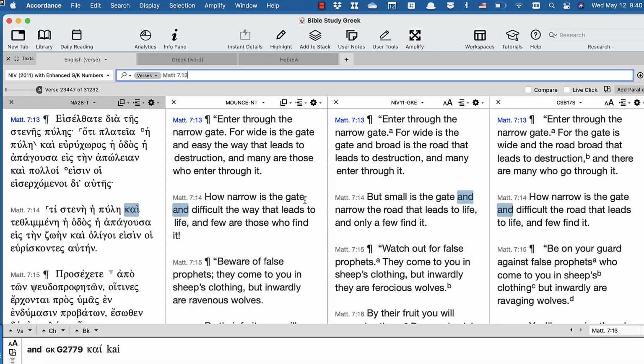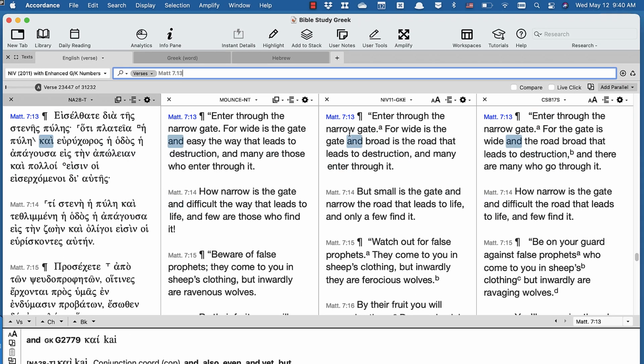That's why I was a little surprised in the NIV to see them shift from narrow to small, as if what Jesus is saying in verse 14 is a little different. It's a different gate, or there's something different about that gate. Well, this is just a stylistic shift, and the NIV does this a lot. NIV is beautiful English style, and English style doesn't want repetition, although I think this repetition would have been helpful.